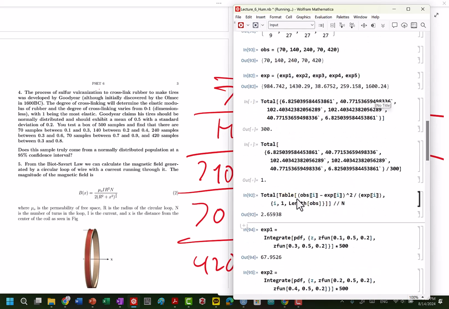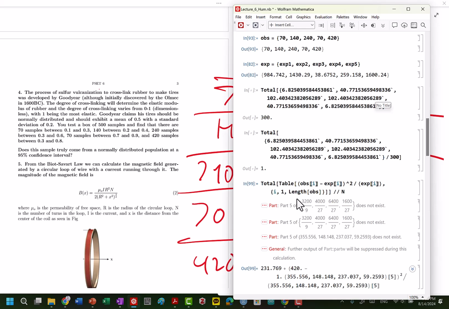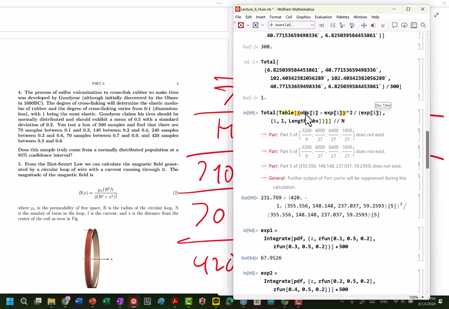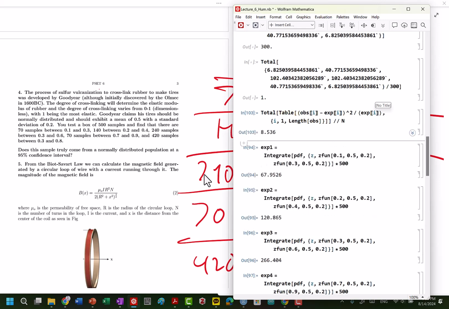So now we have our experimental. We need to, yes. Experimental 1, 2, 3, 4, 5. Let's shift enter that. Make sure that we're good here. 1, 2, 3, 4, 5. There we go. So our chi-squared.